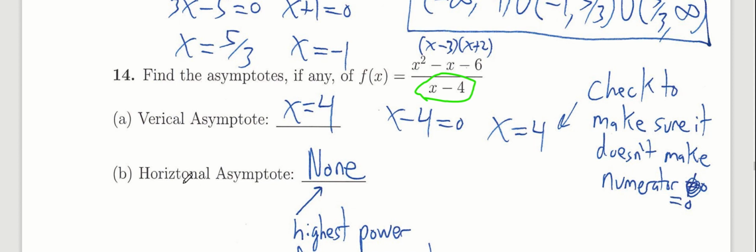To find your horizontal asymptotes, it's a matter of comparing highest powers of numerator and denominator. There are 3 cases. If the highest power is in the numerator, then there is no horizontal asymptote.